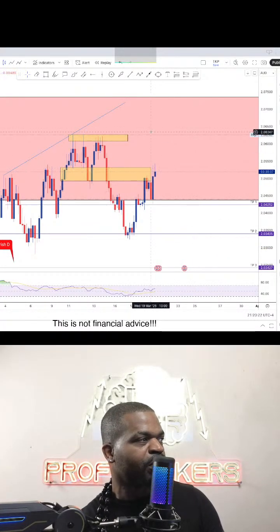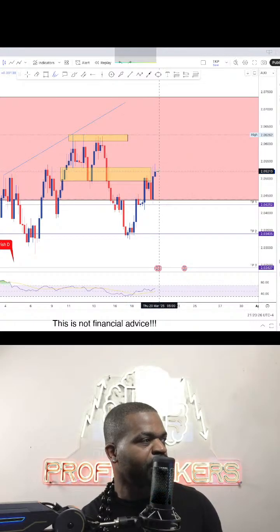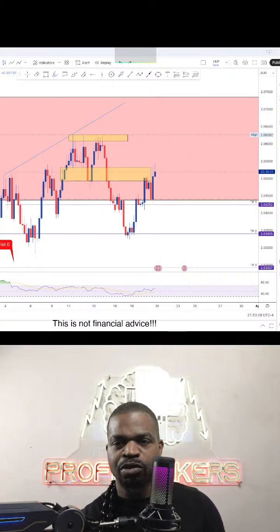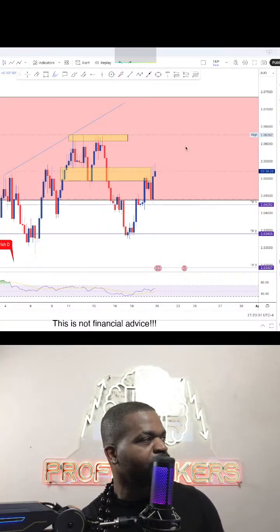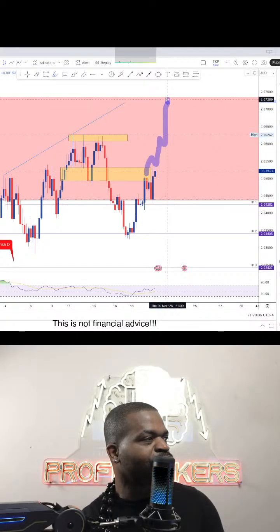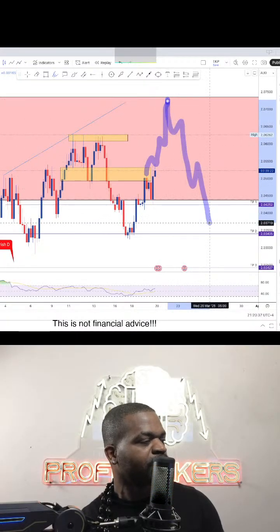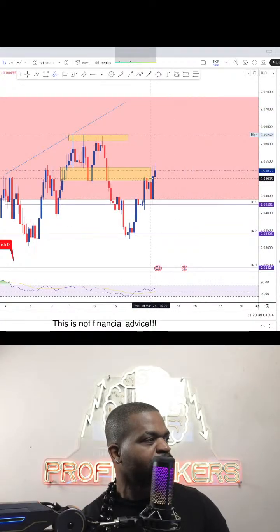So the other thing that we were taking a look at, we wanted to wait to see how price responded right here at this zone. Either we would see this move come back and retest our trend line, or a continuation from here.